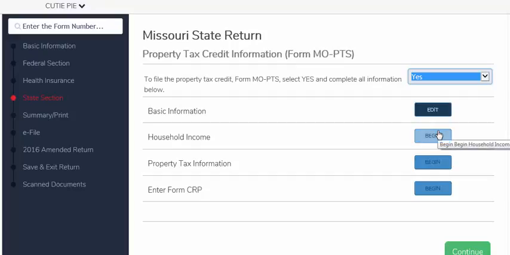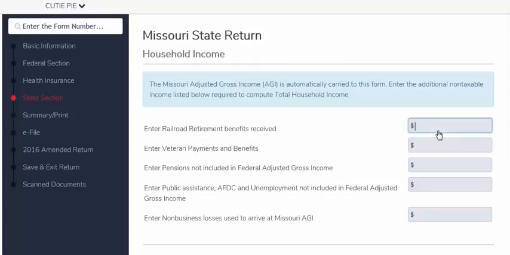Okay, then we go into household income. So this form is going to pull over income that we entered on our tax return, but it's going to adjust it by a few other things that are not taxable. So if a person had railroad retirement benefits, veteran benefits, pensions that were not included in federal AGI, public assistance, which is normally not taxable on the federal tax return, and it's not taxable on the Missouri state tax return, but it is part of household income and it has to be entered here. So public assistance, AFDC, which is aid for dependent children, and unemployment that wasn't included in federal AGI. It all has to be included there.